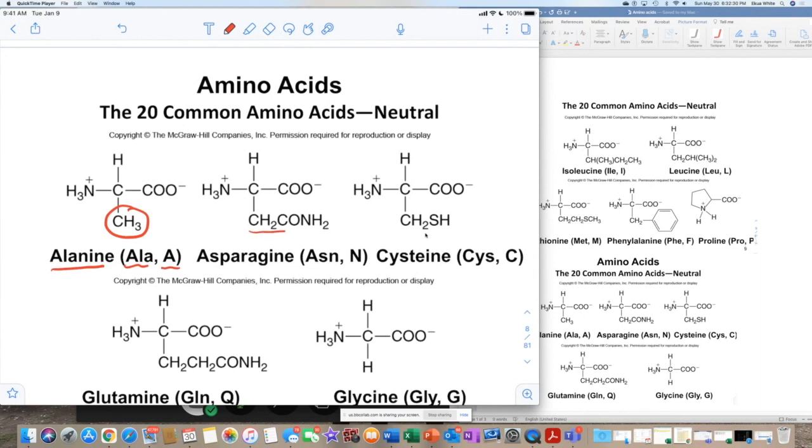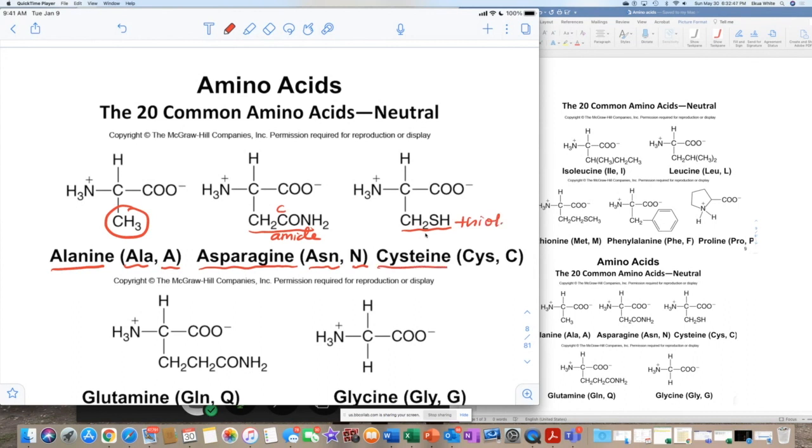Okay. Then we have this part here that has a carbonyl. See another amide right here? This is called asparagine, or ASN, abbreviated N. This right here has got a thiol group.